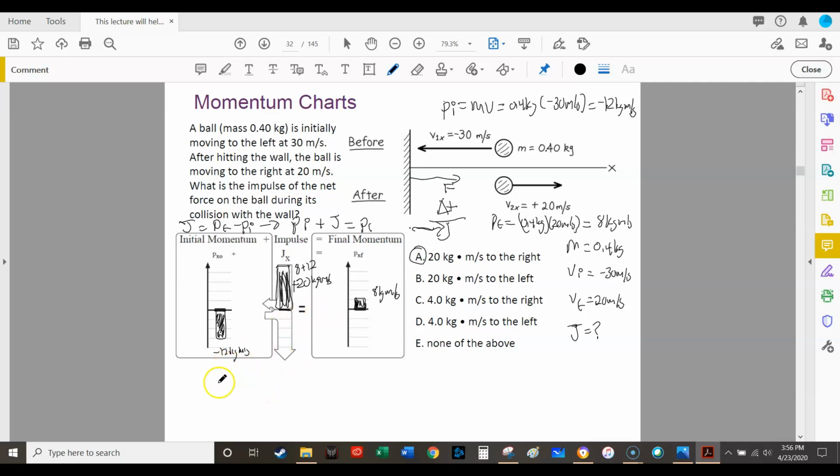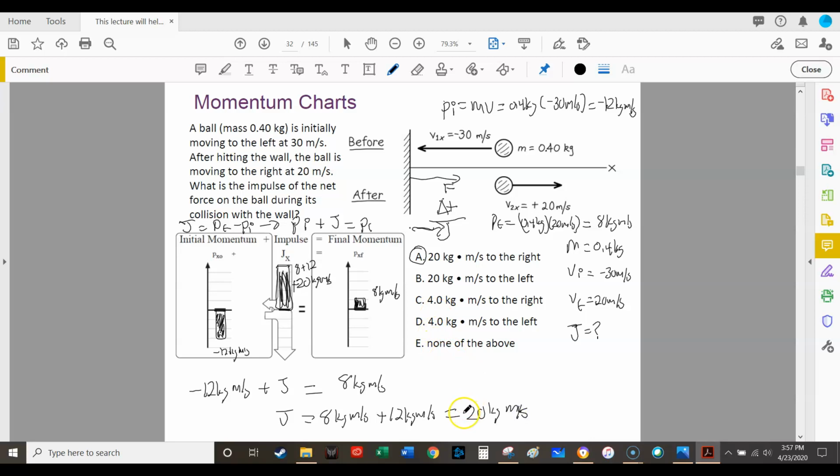That's what I'm guessing. Let's just copy this to an equation form, right? Well, this is 12 kilogram meter per second plus our J vector. Let's say we didn't know it yet. That's going to be equal to 8 kilogram meter per second. We're going to add the negative 12 kilogram meter per second to both sides, and that's going to be equal to 20 kilogram meter per second.